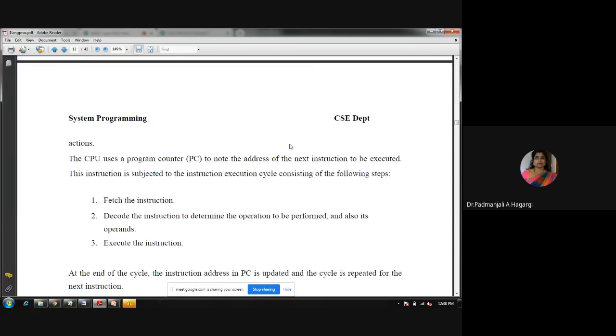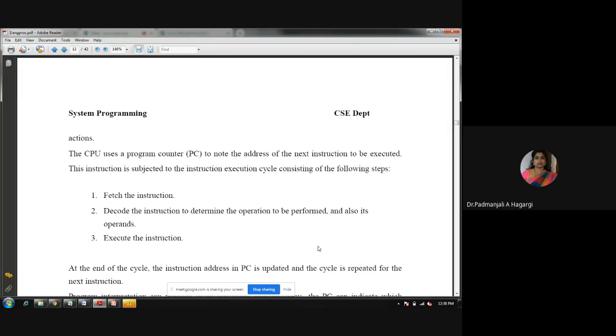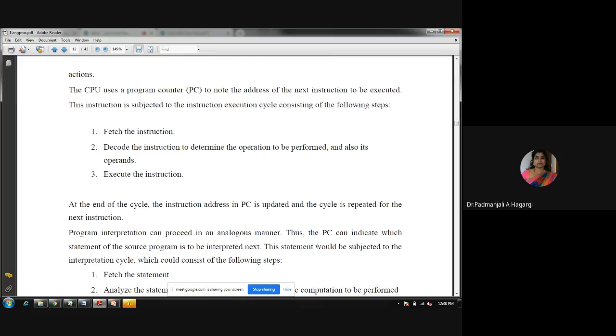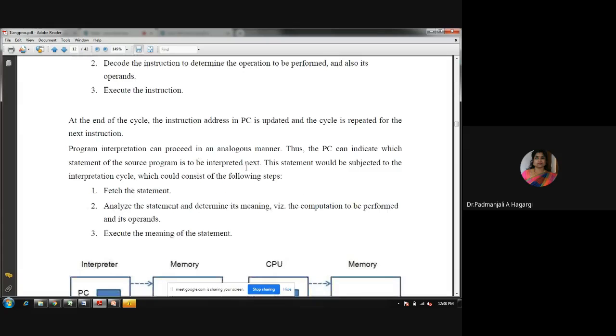For example, the first instruction is add, the next instruction may be some multiplication. This is made possible because the program counter points to the next instruction, and the program interpretation can proceed in an analogous manner. Thus, the program counter can indicate which statement of the source program is to be interpreted next. This statement would be subjected to the interpretation cycle, which would consist of the following steps.